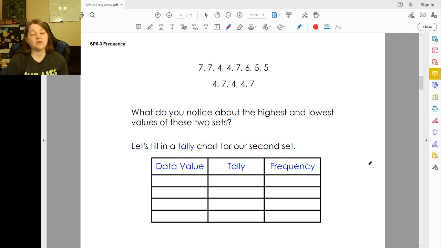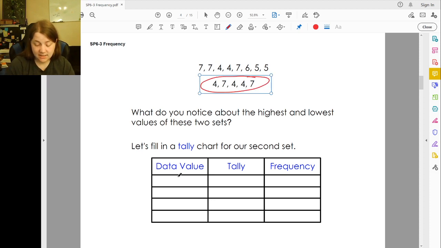So we're going to make a tally chart for our second set, which is this one. This just has 4s and 7s. So let's go ahead and figure out one at a time. I see a 4. I see a 7. I see a 4. I see a 4. And I see a 7. So in this new set, the frequency of 4 was 3 because 4 showed up 3 times. The frequency of 7 was 2 because 7 showed up 2 times.